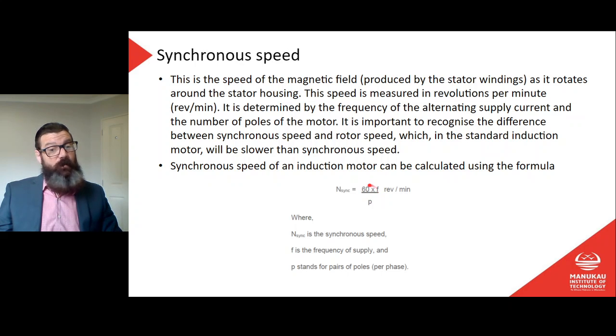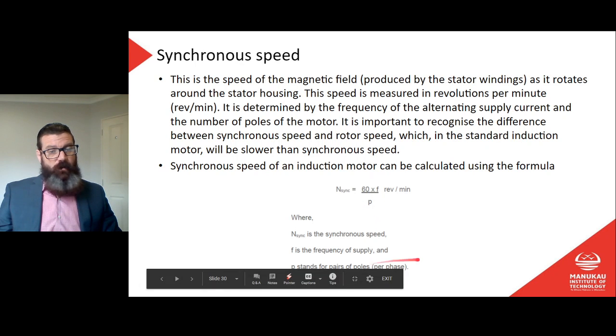I multiply it by 60 to get number of cycles per minute, and I divide that by the number of poles, or the number of pairs of poles. And this is the number of pairs of poles per phase.